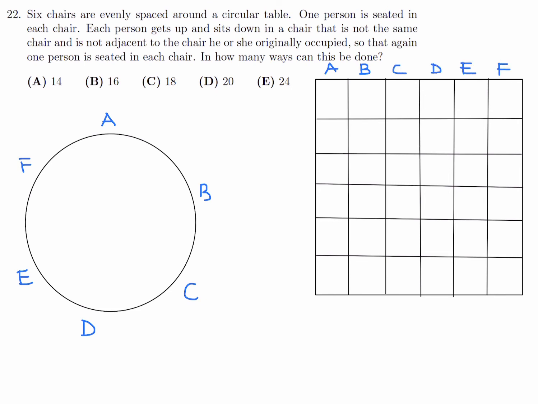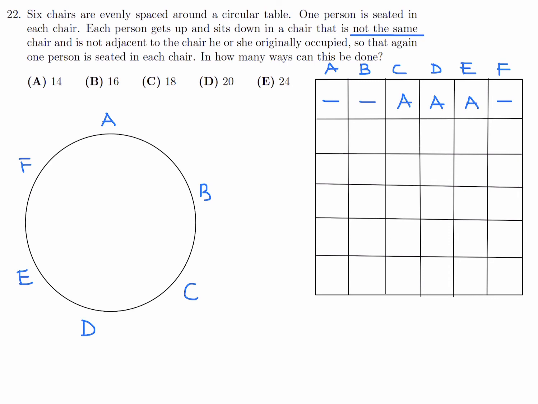Now, we want them to move to spots that are allowed under the conditions of the question. So, for example, A cannot go to A, cannot go to B, and cannot go to F. It has to go to one of these 3. Those are the conditions of the question. Each person gets up and sits down in a chair that is not the same and is not adjacent to the chair he or she originally occupied. So the only choices for A are E, D, and C. So we put A's there because that is where A can go.